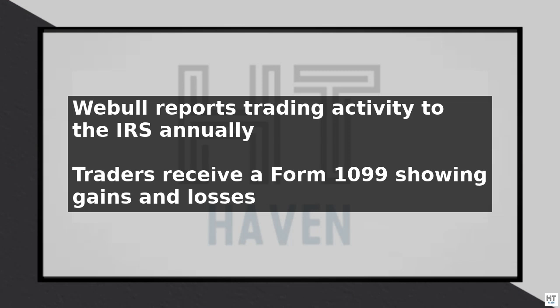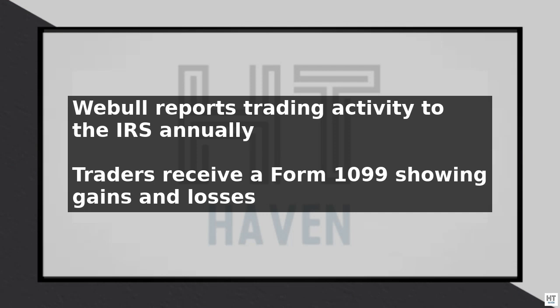First, let's start with the basics. Webull is required to report your trading activity to the IRS, and you will receive a Form 1099 at the end of each tax year. This form will show your total gains and losses from trading, as well as any dividends or interest earned.